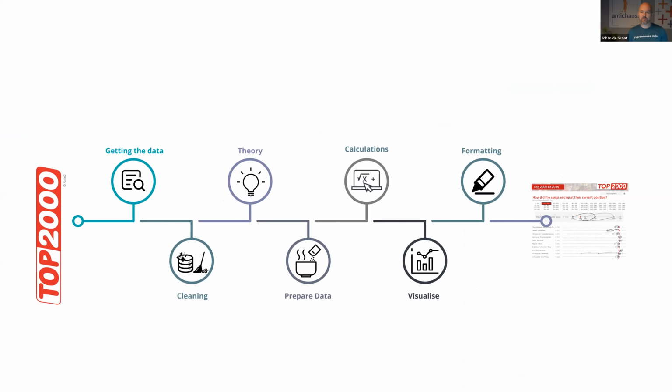The process from Top 2000 to jump chart can be summarized by this process. First, getting the data. Secondly, clean the data so it's usable within Tableau. Dig up the theory on the jump charts. Prepare the data so these charts can be made within Tableau. Create the calculations. Visualize the data. And make some final dashboarding formatting.